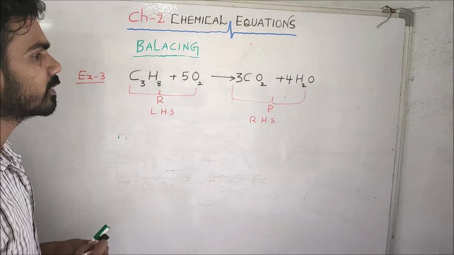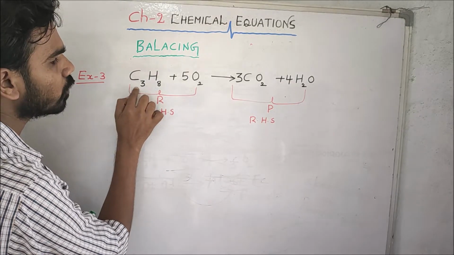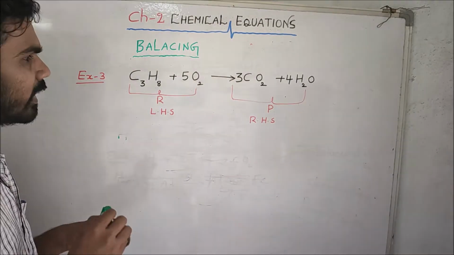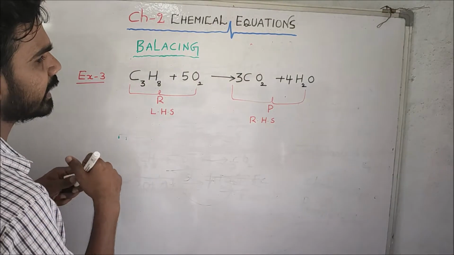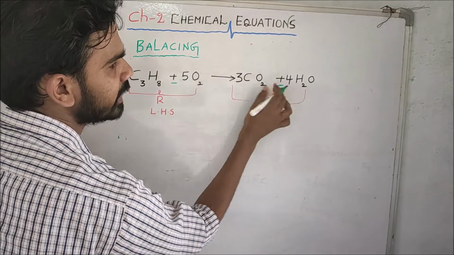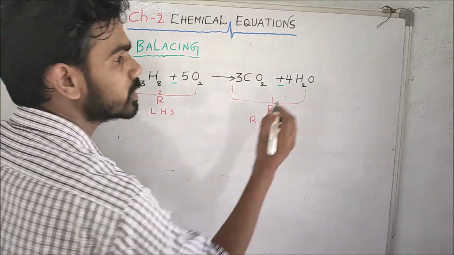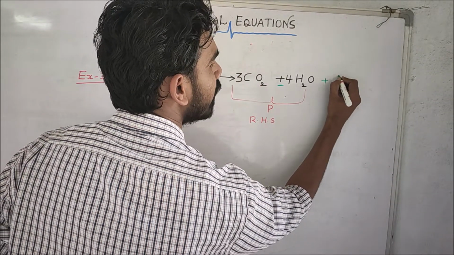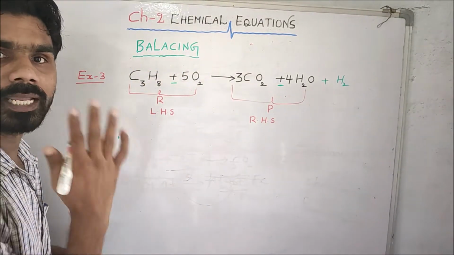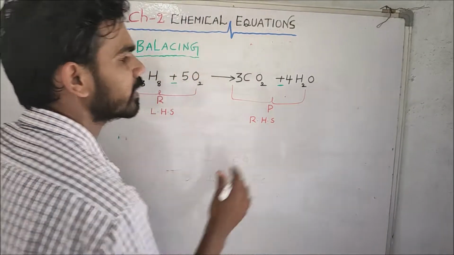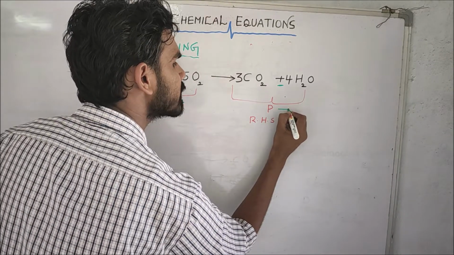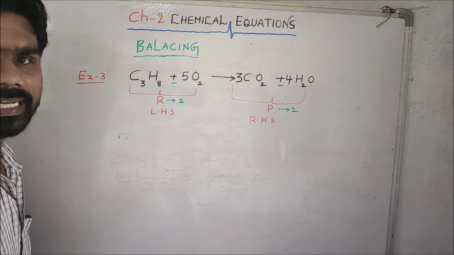Now second step, how many reactants are there? 2. How to identify: if a plus is there, this is one term, this is the second term. Suppose if it is like this, plus H2, now one term, second term, third term, 3 products. But in my question this is not there. How many reactants are there? 2. How many products are there? 2. You have got clarity now.